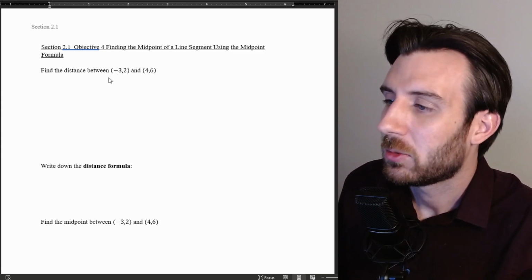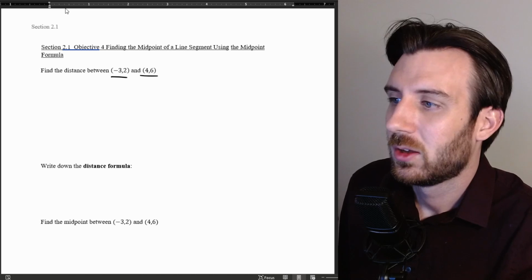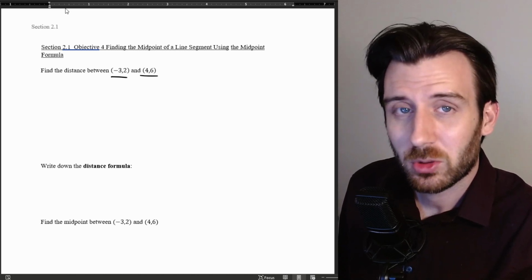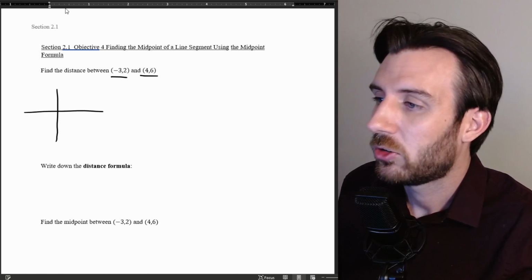Let's try to find the distance between these 2 points. Can we do it? Well, we can if we start with trying to look at the geometry. So let's sketch it out and put these 2 points here.